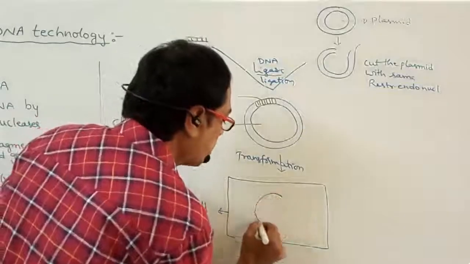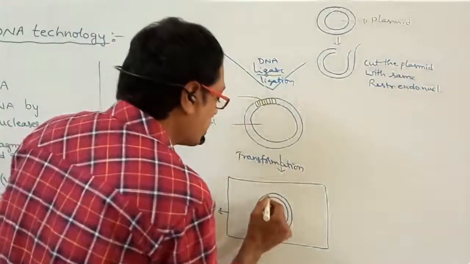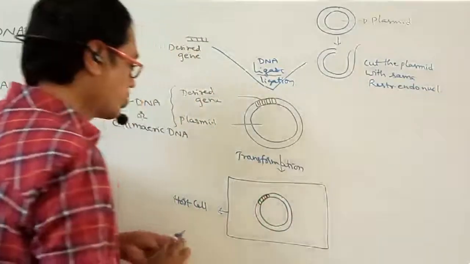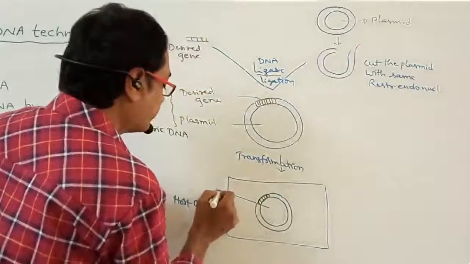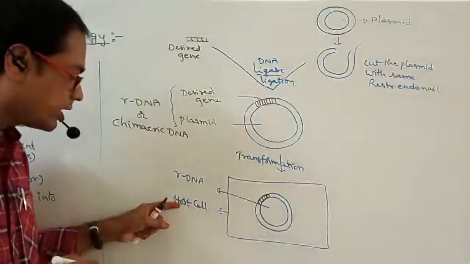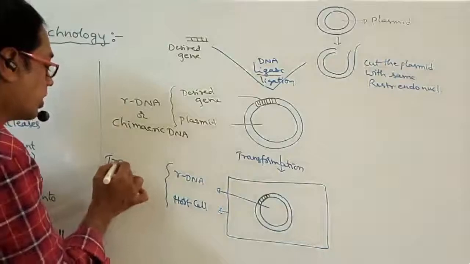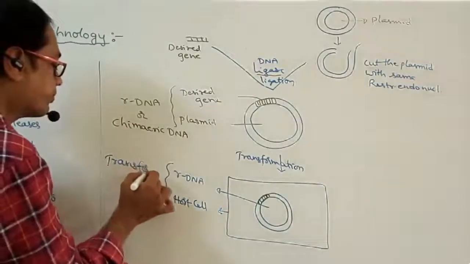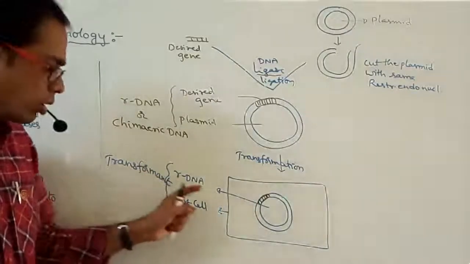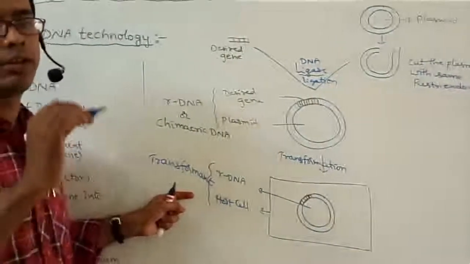So now the rDNA has entered, and this is the desired gene. This one is called rDNA. So now the host cell is with rDNA. Now the host cell with rDNA is called a transformant. What is a transformant? The host cell with rDNA is called a transformant or a transformed host cell.